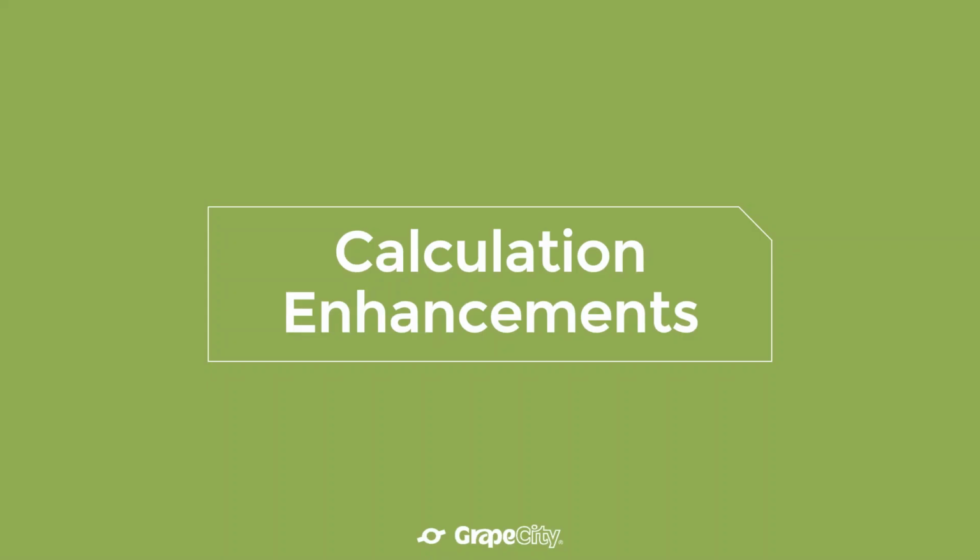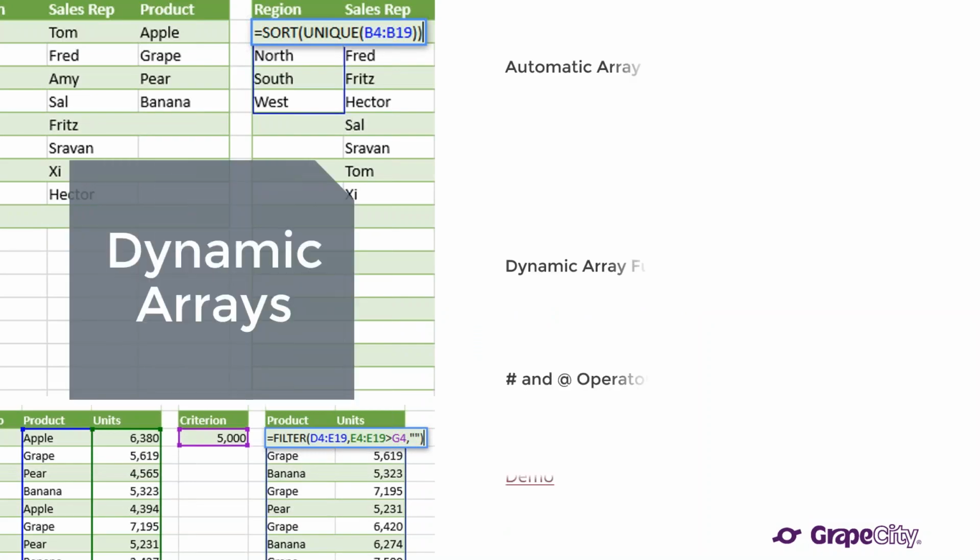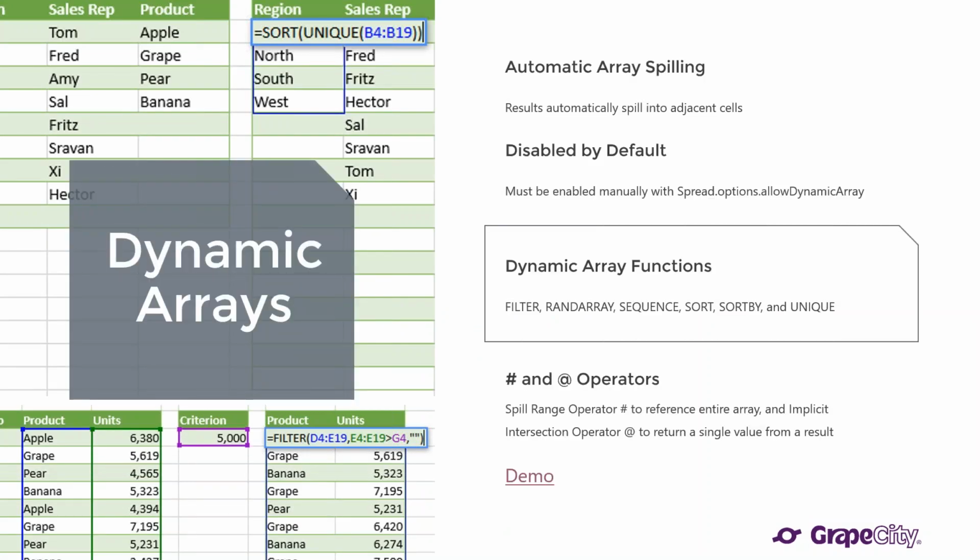To start off, we will talk about the new enhancements made to the calculation engine. The first, and arguably the biggest feature we will go over, is dynamic arrays. These are essentially formulas that can return multiple results. With dynamic arrays, results will automatically spill into adjacent cells to the right and below. It should be noted that this can change the way that some formulas work, so it is not enabled by default. But you can turn this functionality on by setting the spread.options.allowDynamicArray property to true.